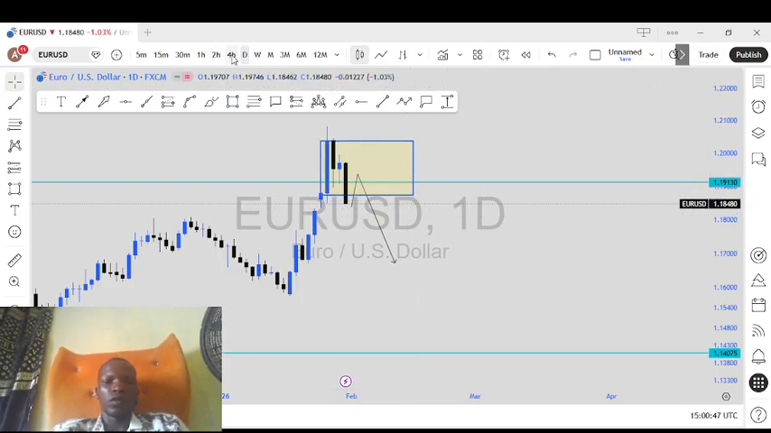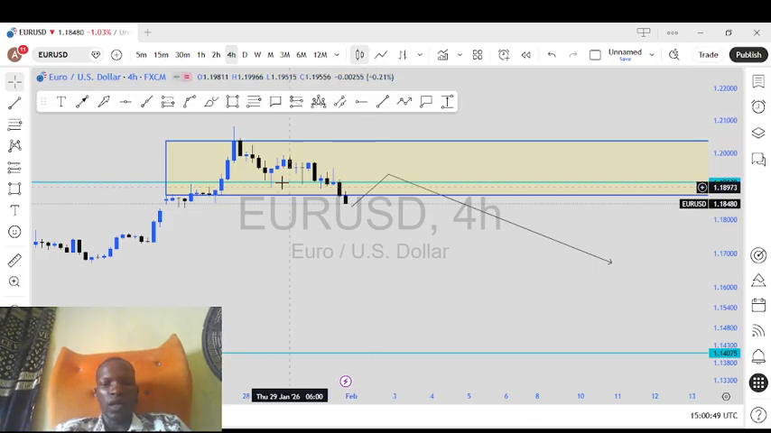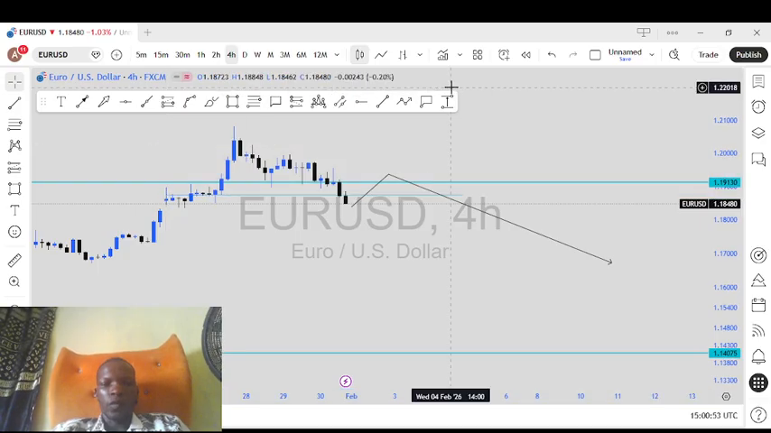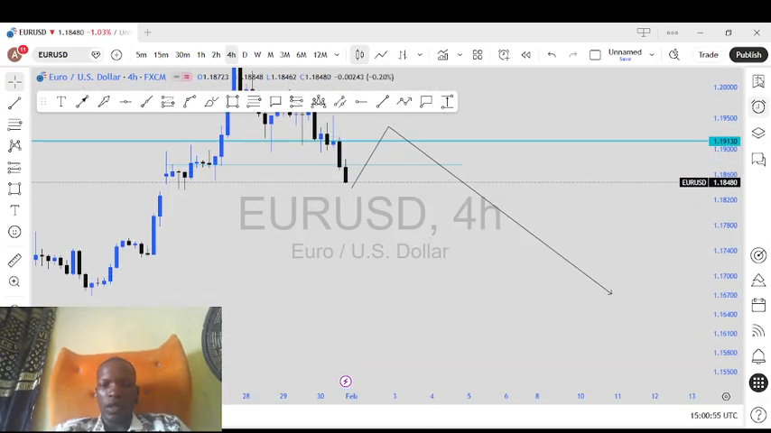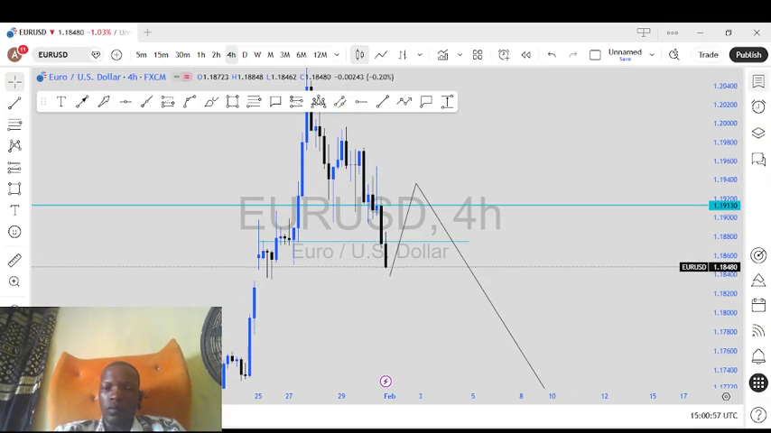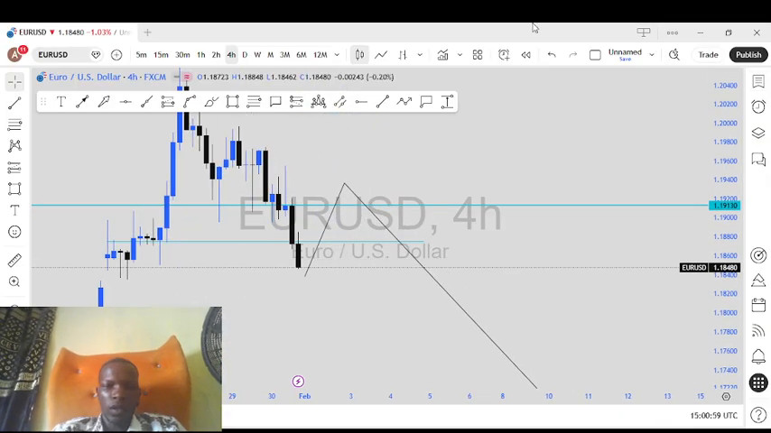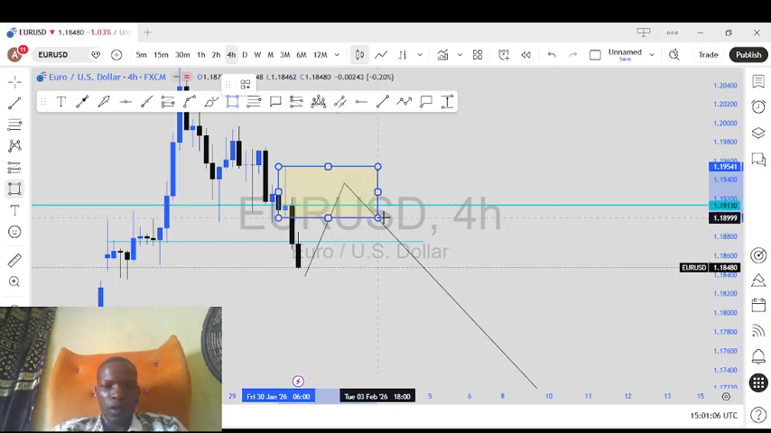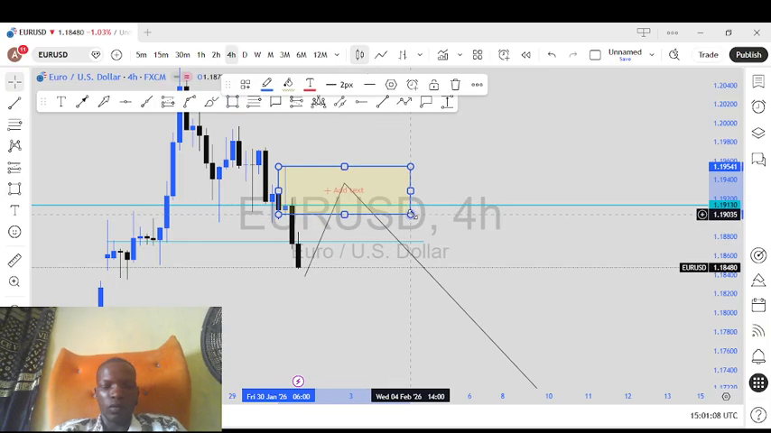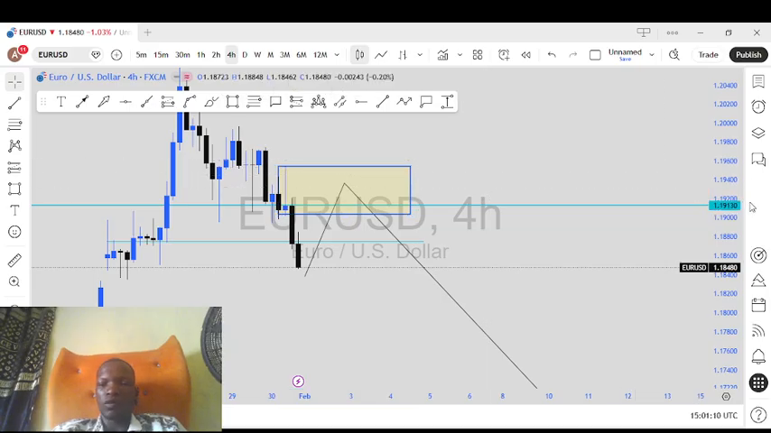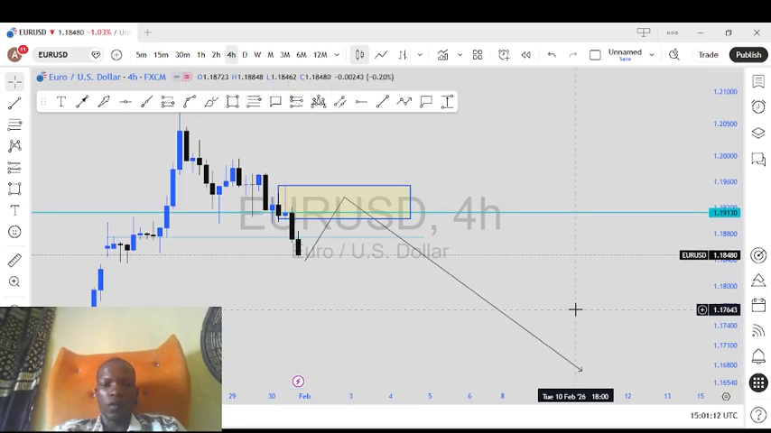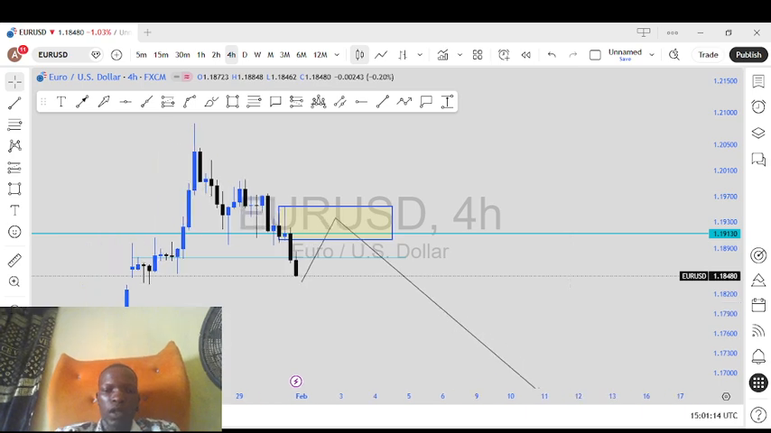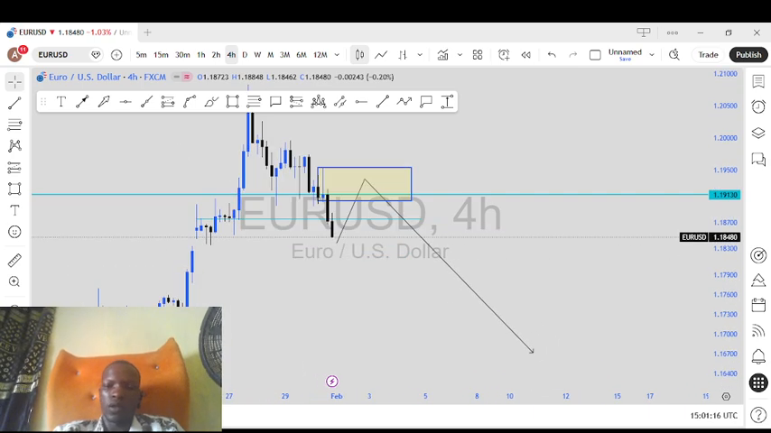Let's check for 4 hours to see where we can enter the market. Let's delete this. So where we can enter the market now is, we expect this market should come back to this area. This is newly created supply zone, which we expect market to come from there. We should continue selling the market Euro USD.